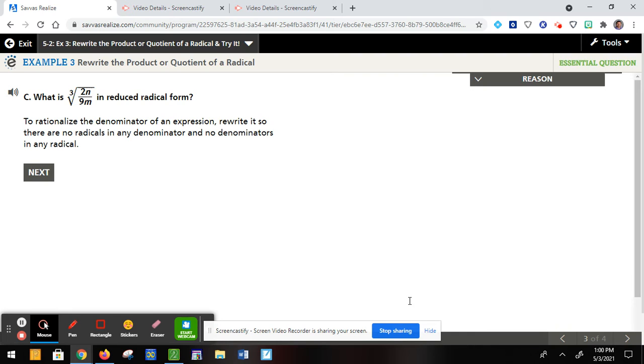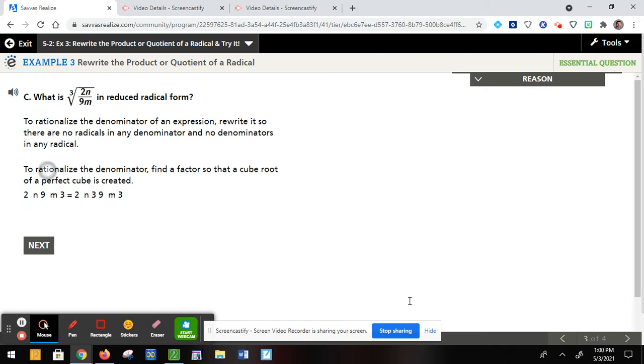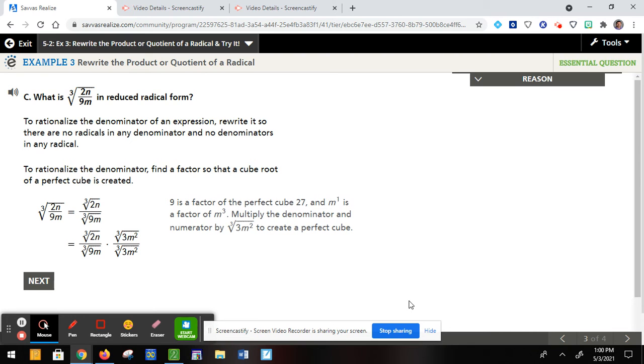Here's a situation where you got the cube root of 2n over 9m. So we're going to use the property that allows us to split it out. You got cube root of 2n over cube root of 9m. We need to rationalize. We cannot leave a radical in the denominator. So what is going to rationalize the denominator? We need to turn 9 into a cube number. 9 is 3 squared. So if I multiply it by 3, I get 3 cubed, which is 27. So I need to multiply the 9 by 3.